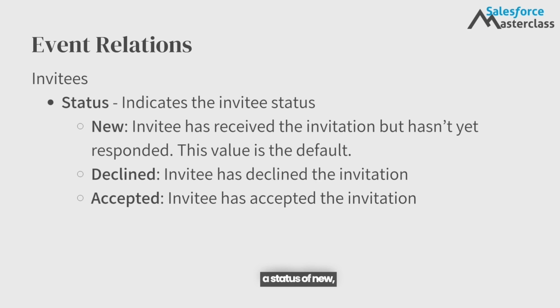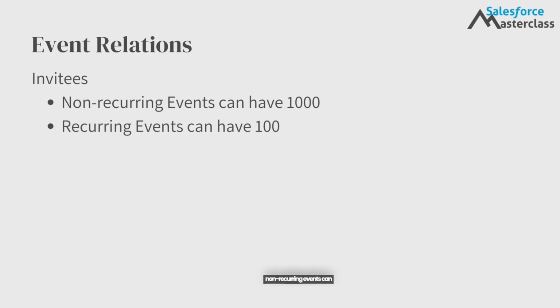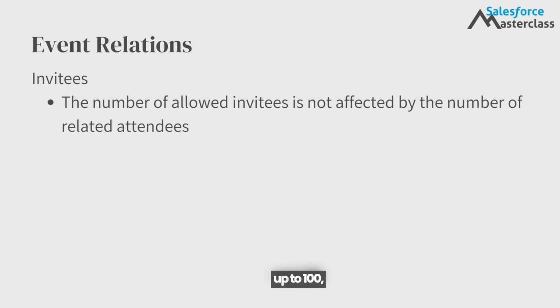Invitees can be assigned a status of new, which is the default, declined, or accepted. Your inserted invitees appear in the Meeting Digest tab of the event record page. Those with the accepted status have a green check mark beside them, those with declined have a red X beside them, and those with the default new status have no visual indicator. FYI, non-recurring events can have up to 1,000 invitees, recurring events can have up to 100, and the number of invitees is not affected by the number of related attendees, and vice versa.